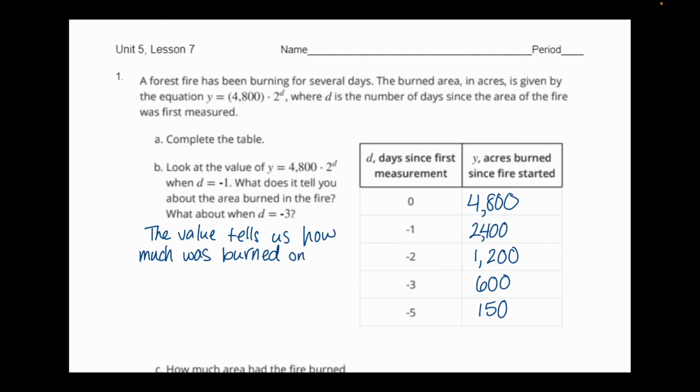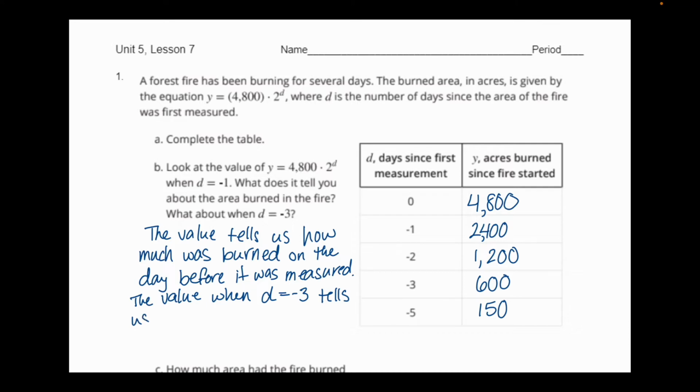on the day before it was measured? We can say the value when d equals -3 tells us how much was burned three days before measured.